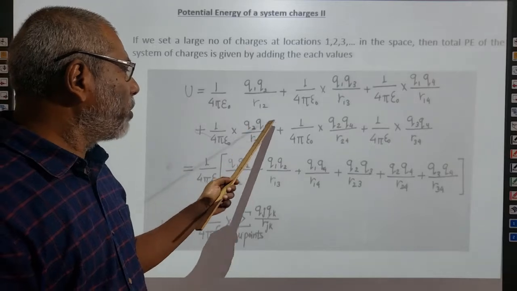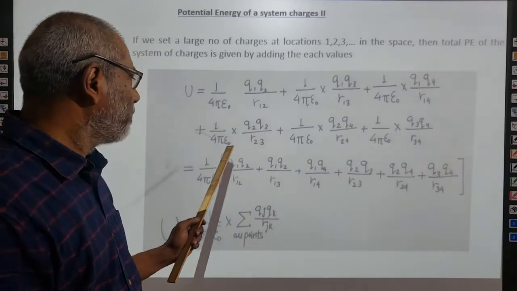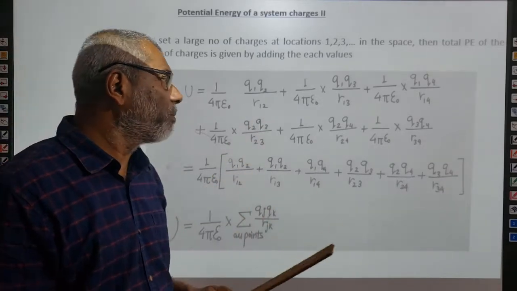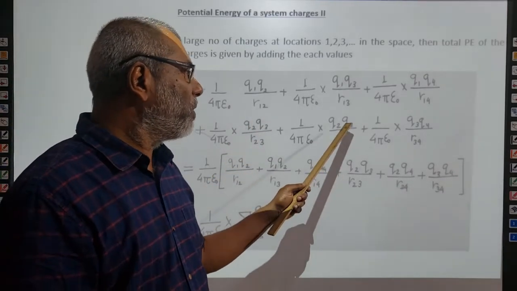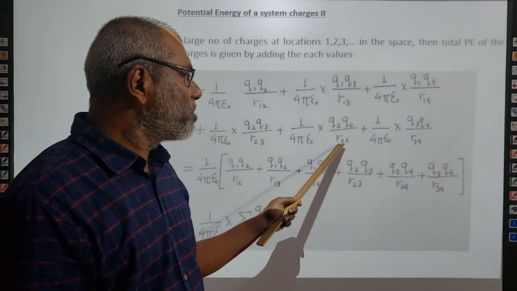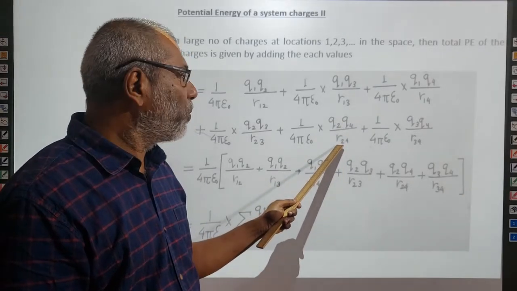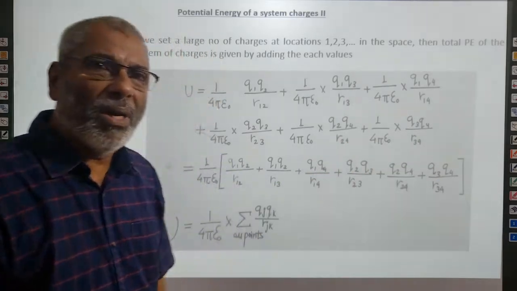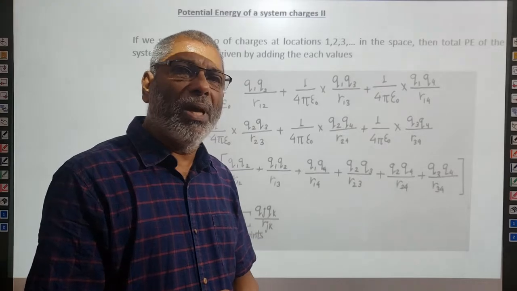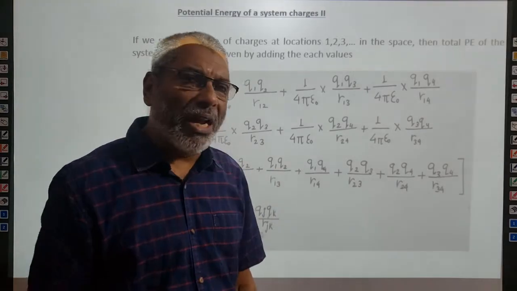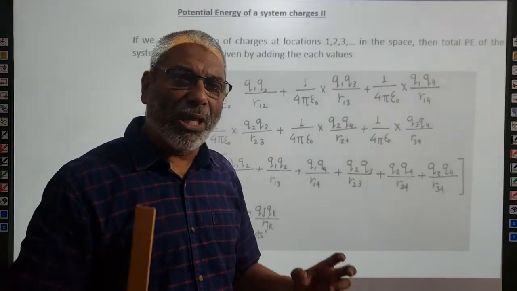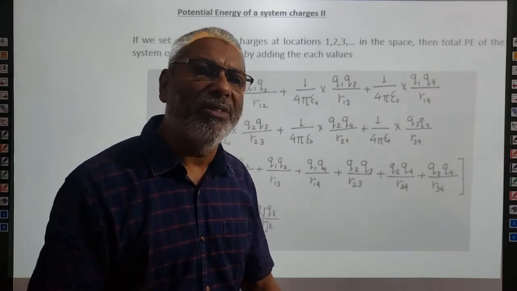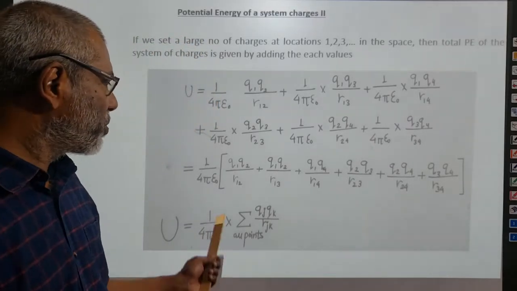And between Q2 and Q3, the potential energy is 1 by 4 pi epsilon 0 Q2 Q3 divided by R23. And for Q2 and Q4, this is Q2 Q4 divided by R24, etc. Potential energy is a scalar quantity, hence when all the values are added up, we get the sum total of the potential energy of the system of all these charges. That is what is given here.